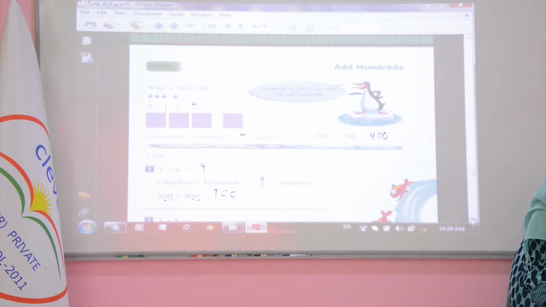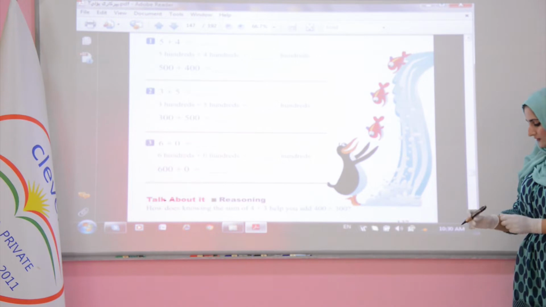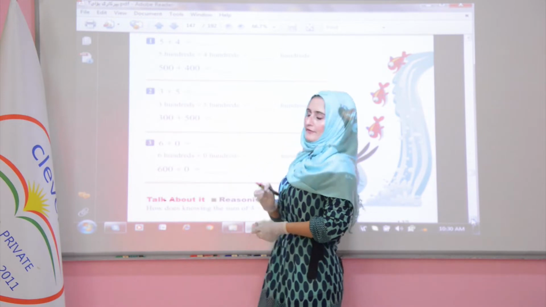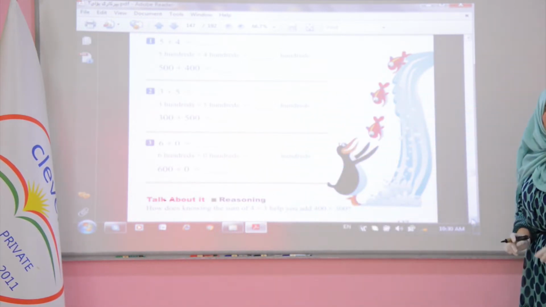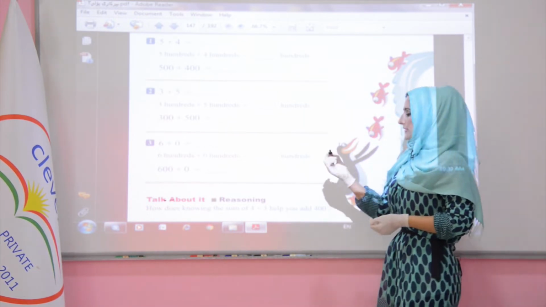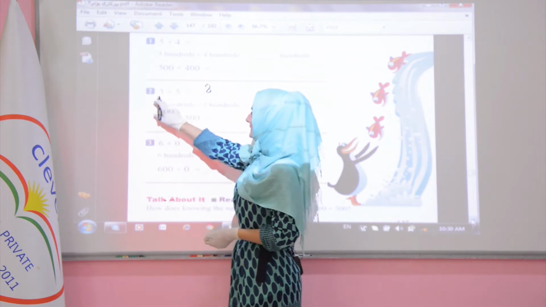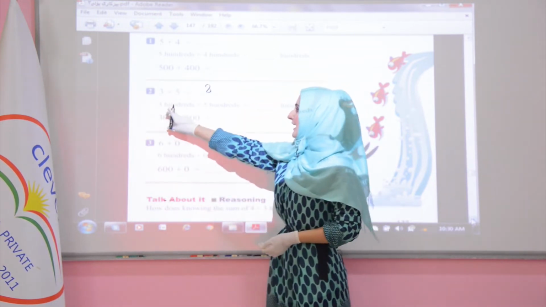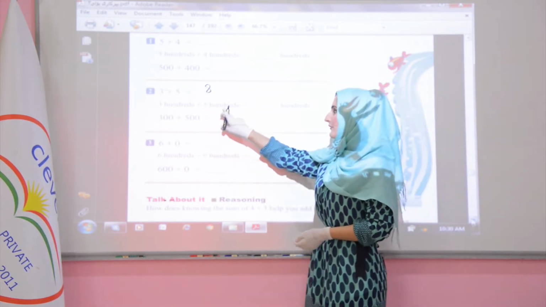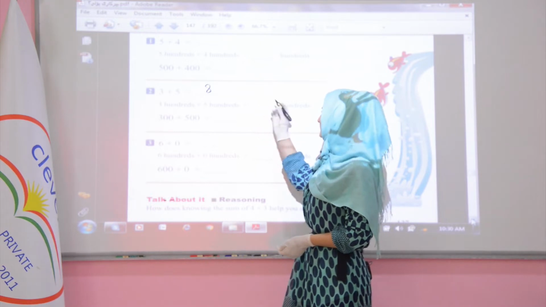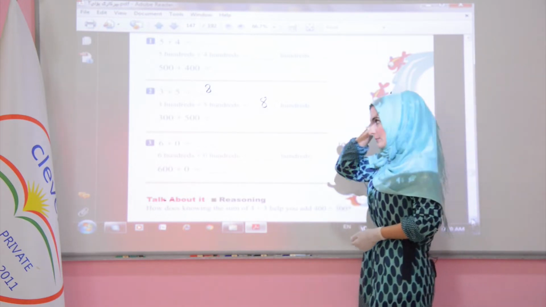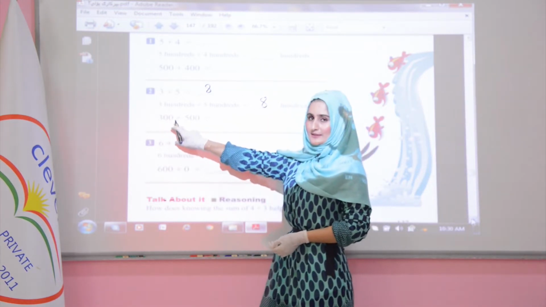Another example. Okay, students, we solve more examples. Question 2 says 3 plus 5. 3 plus 5 equals 8. That's so easy. If you have just ones, this one is ones. 300 plus 500 equals what? 300 plus 500 equals 800.